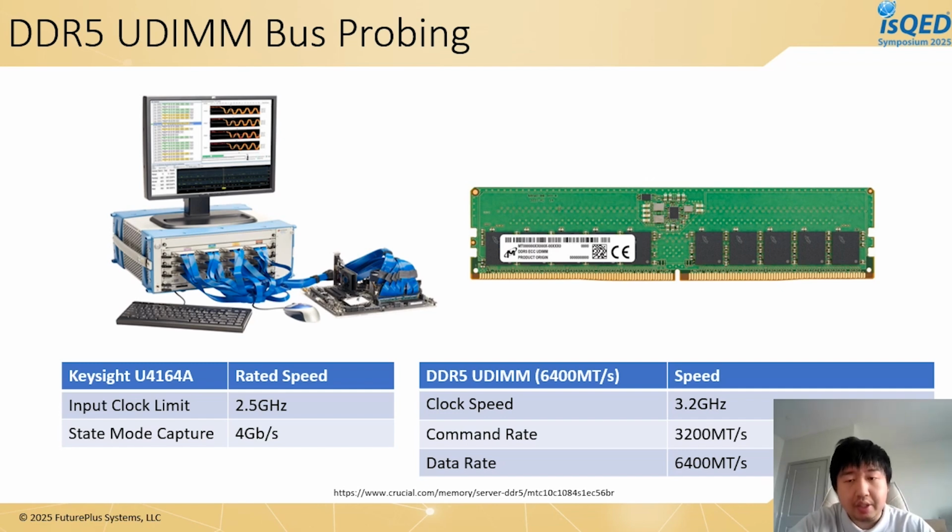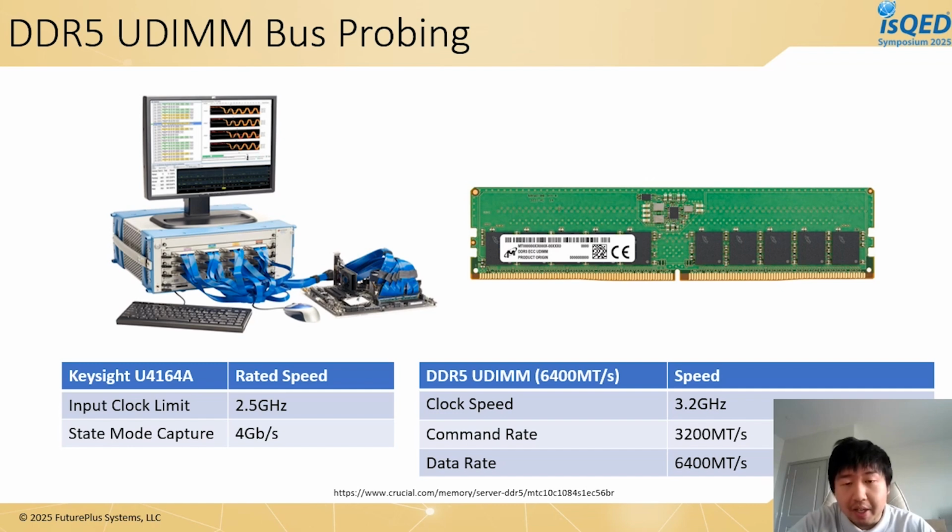As you can see, the clock speed is beyond the input clock limit of the U4164A, and the data rate is also far beyond 4 gigabits per second. So it is literally exceeding the limit of the fastest logic analyzer on the market today. So there really is no way of analyzing the DQ data bus of DDR5 anymore.